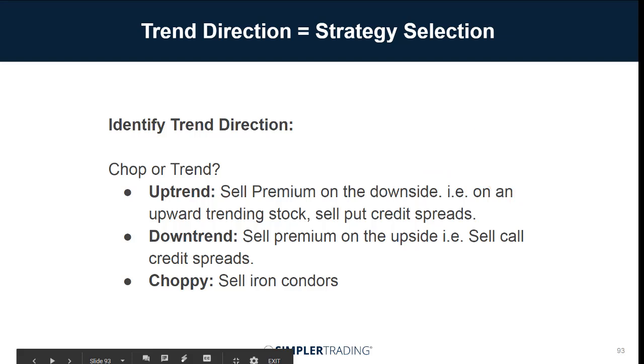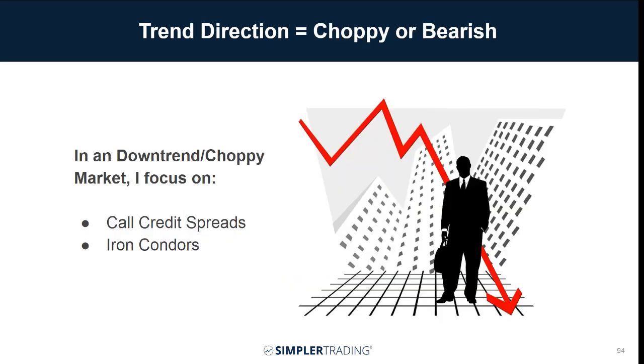Anyways, moving on, talking about identifying the trend. An uptrend is when we sell premium to the downside. A downtrend is when we sell premium to the upside. And a choppy trend is where we sell iron condors. So let's talk about the trend direction, choppy or bearish.